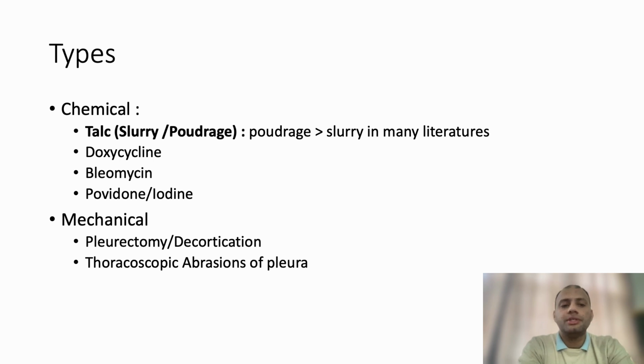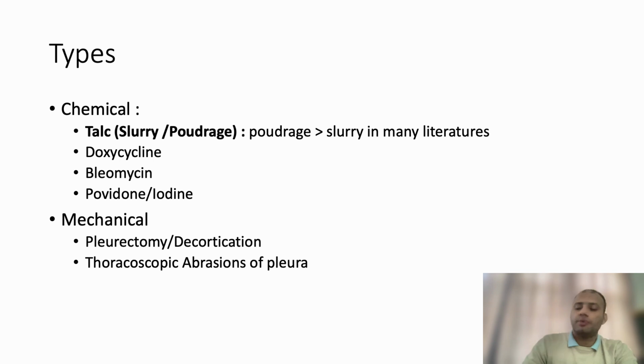In chemical pleurodesis, talc is usually used, most commonly used. Talc can be used as slurry as well as powder. Slurry is when we use it via the intercostal drainage at the bedside, and powder is used in a dry powder form. It is usually used for mechanical pleurodesis. And in many literatures, powder pleurodesis has shown better results than slurry pleurodesis.